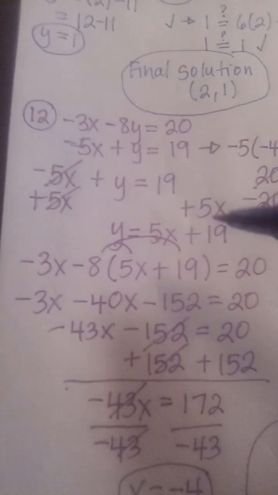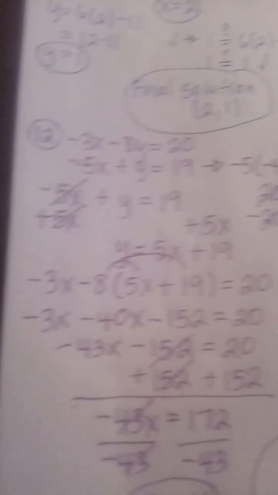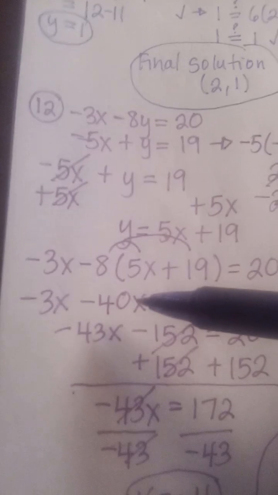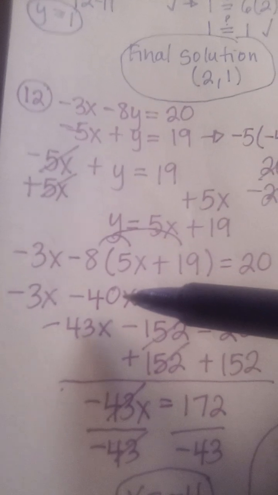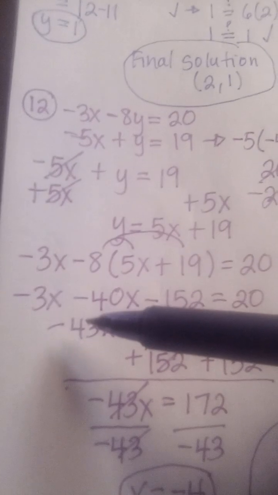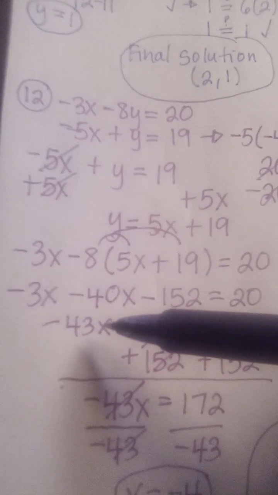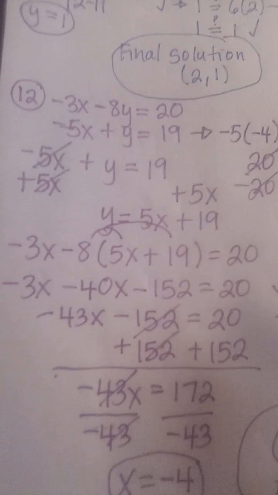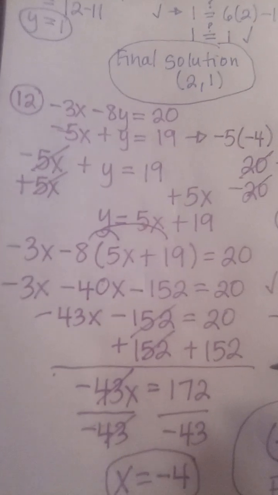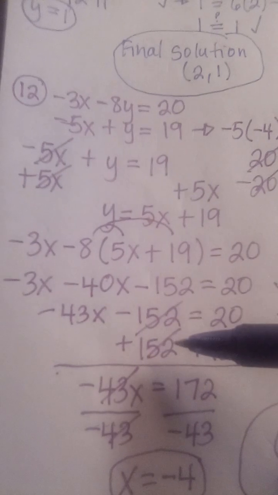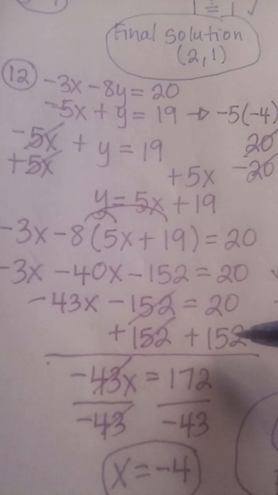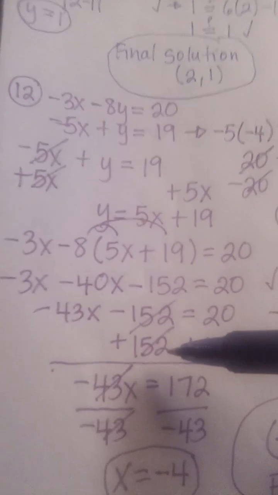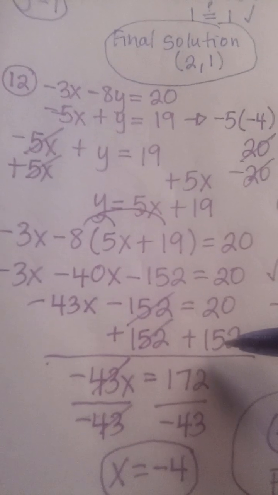All right. Then the next step, of course, we can combine like terms. In this instance, we have negative 3x minus 40x to get negative 43x minus 152 equals 20. Then we're going to get 152 to the other side of the equal sign. Instead of negative, it would be a positive, so we add 152 to both sides of the equation.